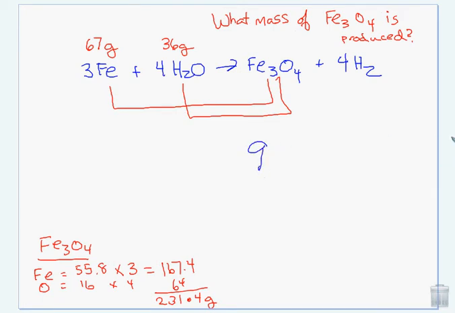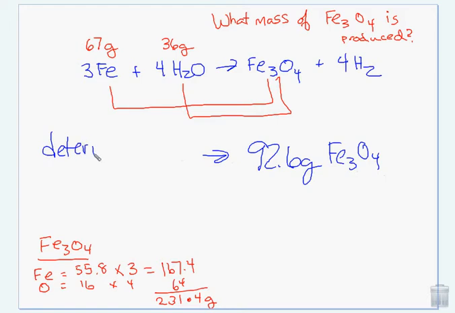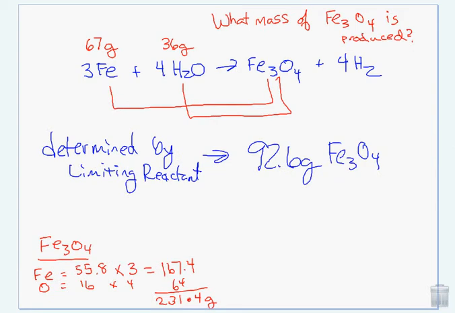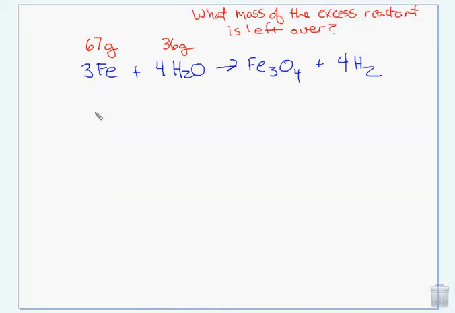So the answer is 92.6 grams of Fe3O4, because this is determined by the limiting reactant. That's why I was able to just go back and look. What did the limiting reactant produce? Well, it produced 92.6 grams. Okay, so that's the answer to question 3. Last one.